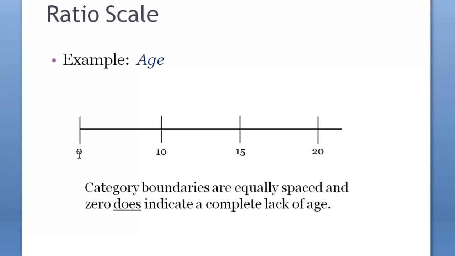Okay, 0 years old is when you were born, and then 1, 2, 3, 4, 5, 6, 7, 9, 10, 15, 20. 0 means no time has passed. 10 means 10 years have passed. 15 years passed. So it's a true 0, and category boundaries are equally spaced. 1 and 2, 2 and 3, 3 and 4 are equally spaced.